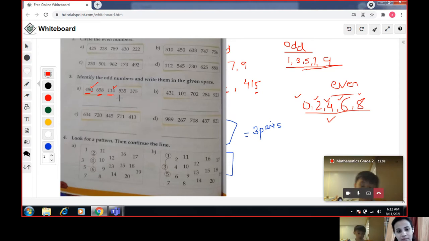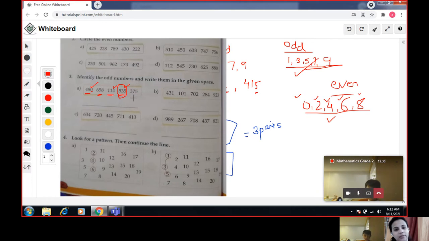Now see the next number, 535. So in 535, the ones place is having 5. See, the ones place is having 5. It means this is an odd number. Is it clear to you now?